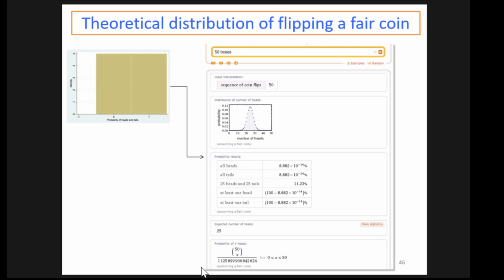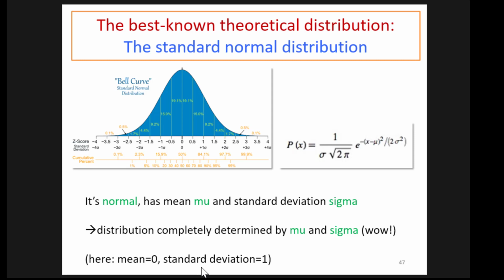So if you know the generating principle is we're flipping a coin here, then I can try to figure out all the different kinds of probabilities relatively easily. Okay, so one theoretical distribution that you need to know more or less by heart is this one, this hump you must have seen before. This is called the normal distribution.